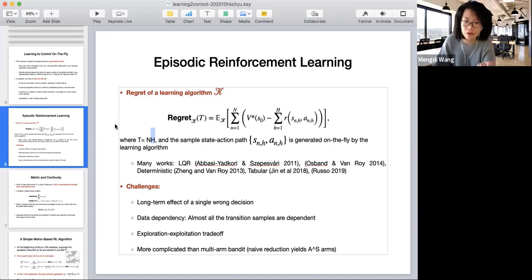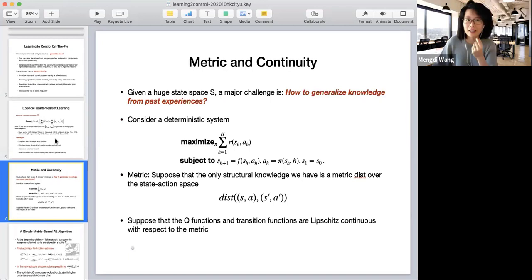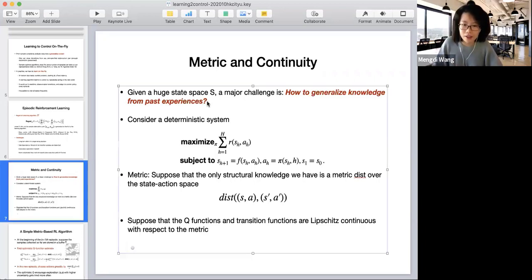So let's try to solve the problem. Let's add a little bit of structural information. The first structural information we are going to have is, I need something to help me generalize knowledge. Generalized knowledge means that my problem cannot be tabular. If I have state A, so we have observations about state A, I want those observations to be telling me something about another state B.